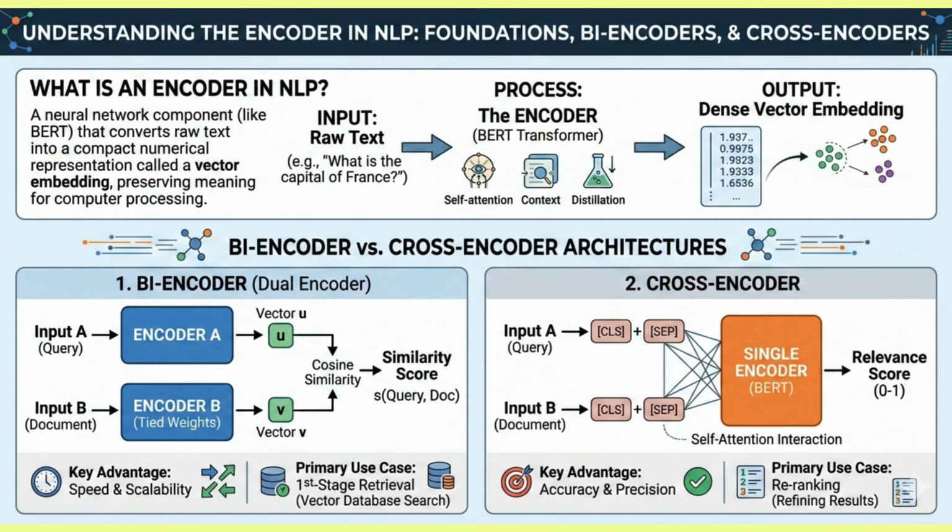Then let's talk about cross-encoder. A cross-encoder processes both input texts jointly in a single pass through a single encoder.